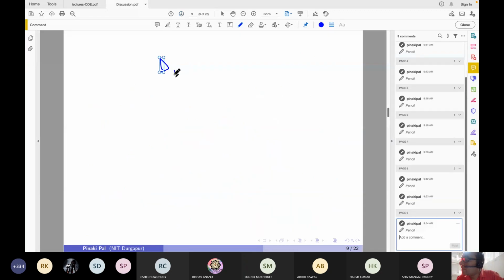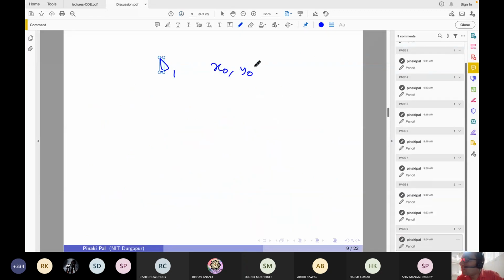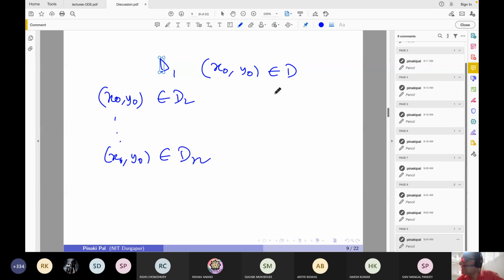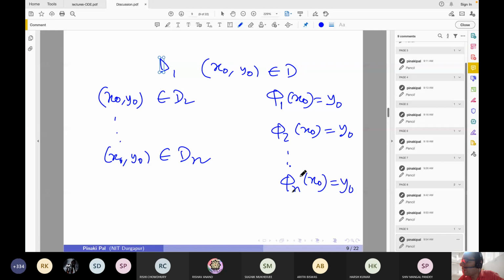Within D1, x0, y0 is always a point of D1, and x0, y0 is also a point of D2, and so on, x0, y0 will be a point of Dn. In all the cases it should satisfy phi 1 of x0 is equal to y0, phi 2 of x0 is equal to y0, and so on, phi n of x0 is equal to y0. Whether these individual functions are equal or not cannot be concluded from Picard's theorem. That information is not there.